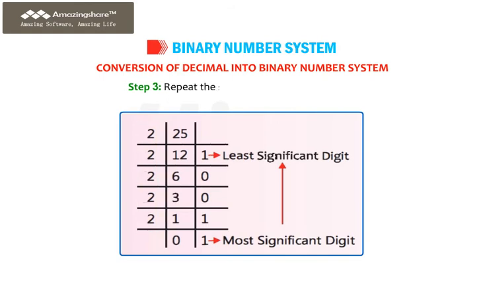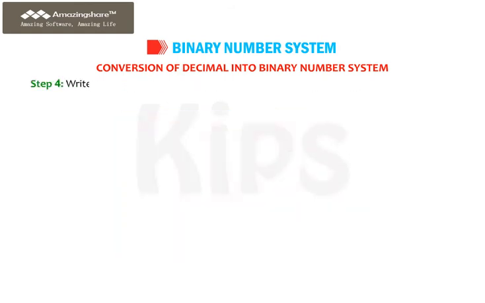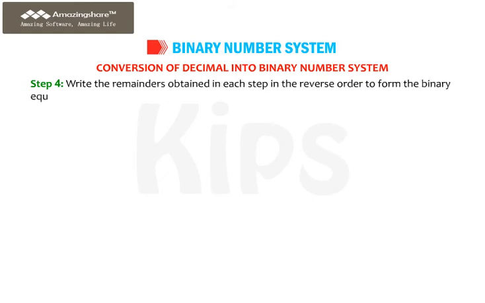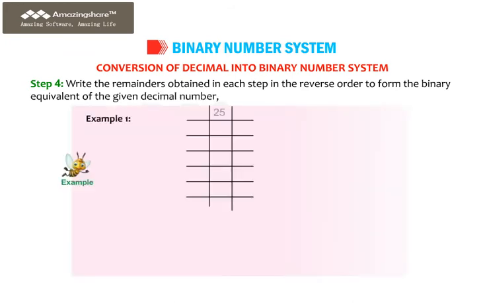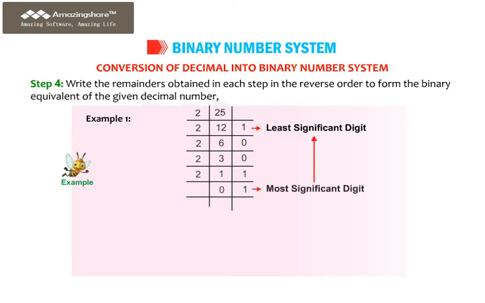Step 3. Repeat step 2 till the quotient is 0. Step 4. Write the remainders obtained in each step in the reverse order to form the binary equivalent to the given decimal number. Example 1. Least significant digit. Most significant digit. Thus, 25 base 10 equals 11001 base 2.